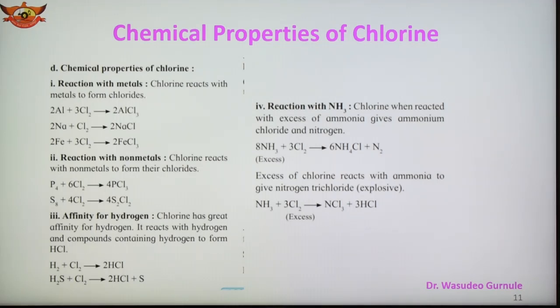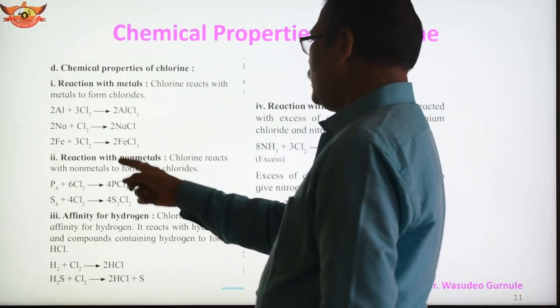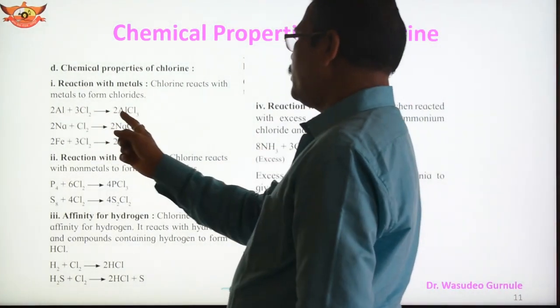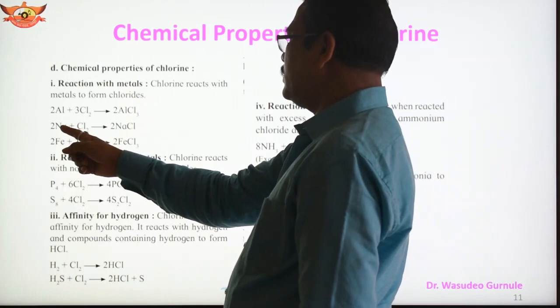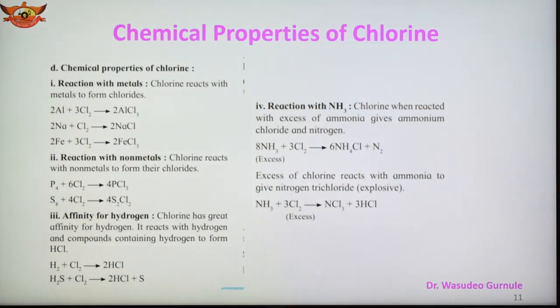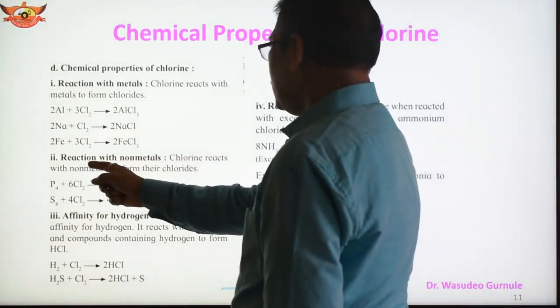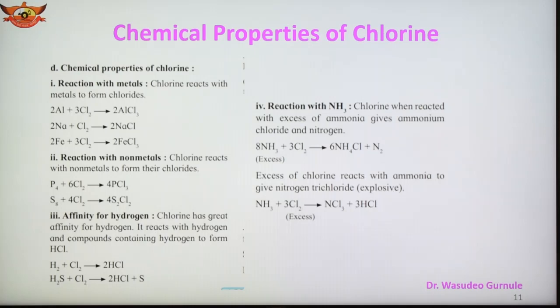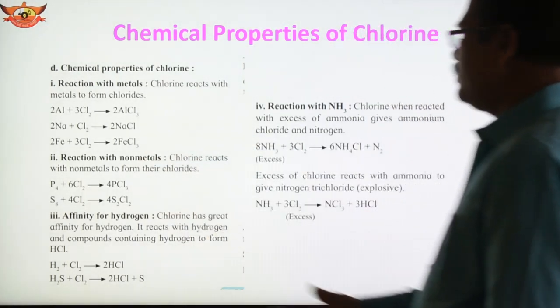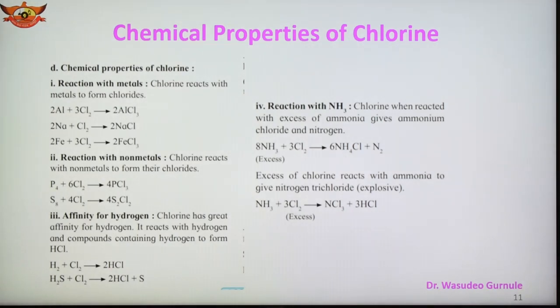In the case of chemical properties, chlorine reacts with metals and non-metals. With metals like aluminium, sodium and iron: when it reacts with aluminium it forms aluminium trichloride, with sodium it forms sodium chloride, and with iron it forms ferric chloride. It also reacts with non-metals, forming chlorides. So both metals and non-metals react with chlorine forming chlorides.